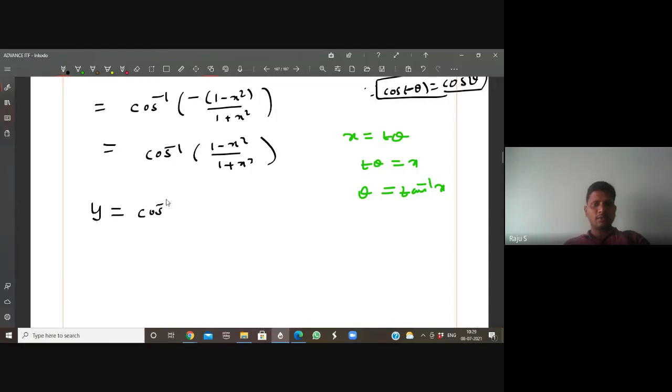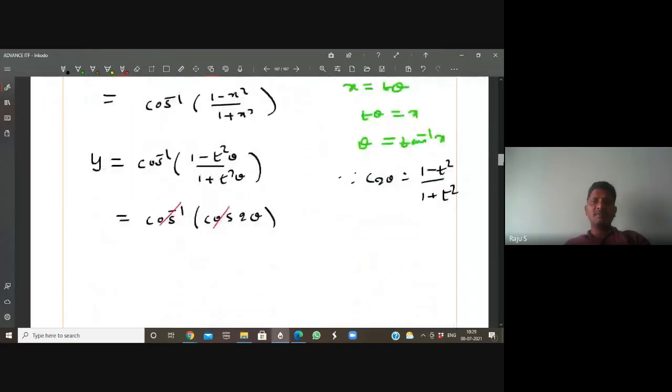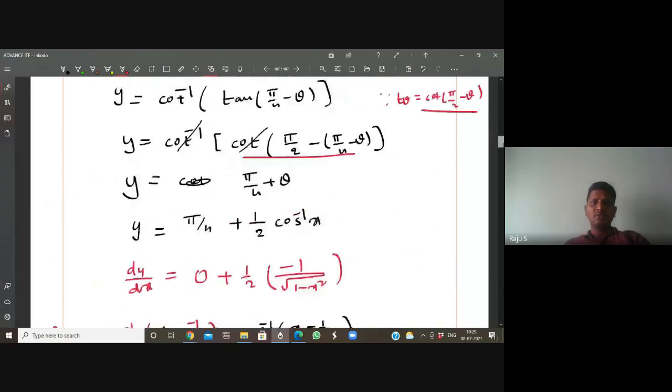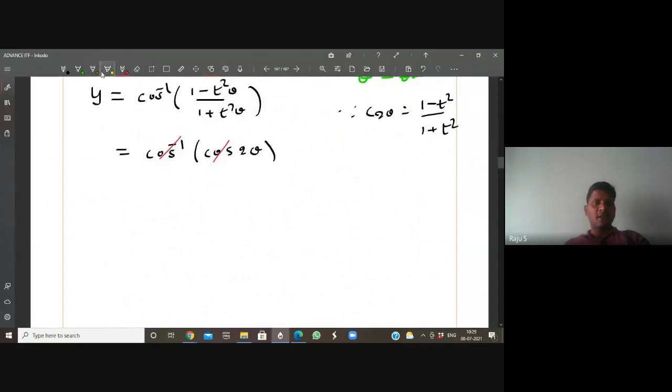y is equal to cos inverse of 1 minus tan square theta by 1 plus tan square theta. 1 minus tan square by 1 plus tan square is formula cos 2 theta. Since cos 2 theta is 1 minus tan square by 1 plus tan square. Okay, so you should remember all the formulas. So if you remember trigonometric formulas, all trigonometric formulas, this differentiation is very, very easy. See, most of the problems are based on trigonometry, like sine theta, cos theta, tan theta. Some functions are depending on like hyperbolic functions. So this is finally y is equal to, we got it as 2 theta. Again theta, you can replace. What is theta value here?